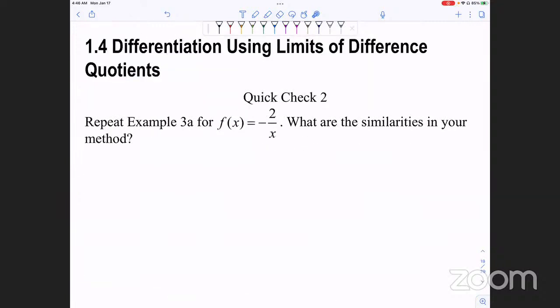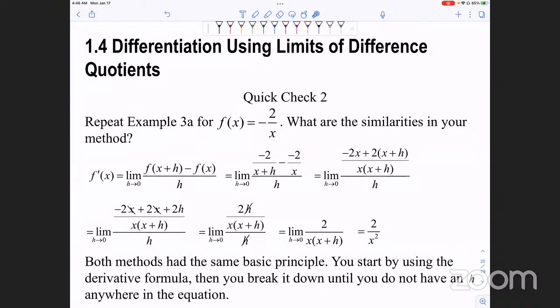So repeat example 3a for f of x equals -2/x. What are the similarities in the method? I think I'm going to rely on my type because I'm about to fall asleep. I'm tired. Repeat example 3a. So f of x equals -2/x.